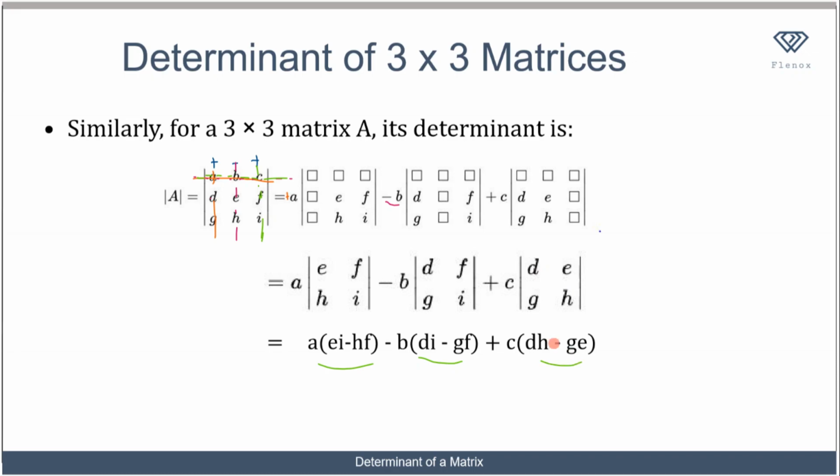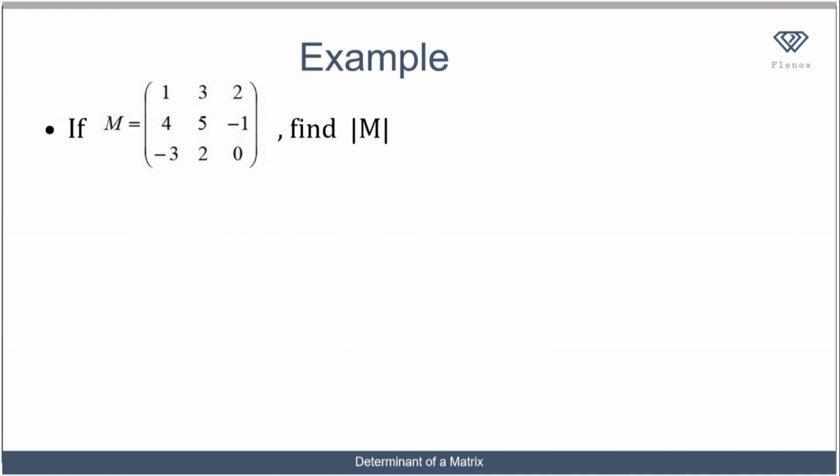So let's look at an example to illustrate this point. We are told to find the determinant of this 3 by 3 matrix. So what do we want to do? As I've mentioned, the first thing we want to do is convert to 2 by 2 matrices, and we first add the polarity. We have a plus here, a minus here, and a plus here.